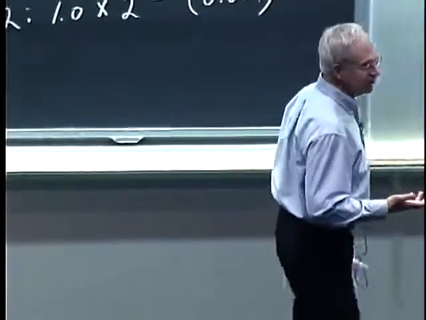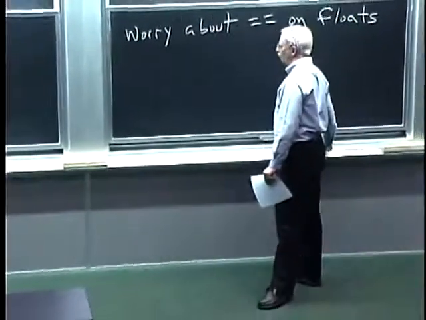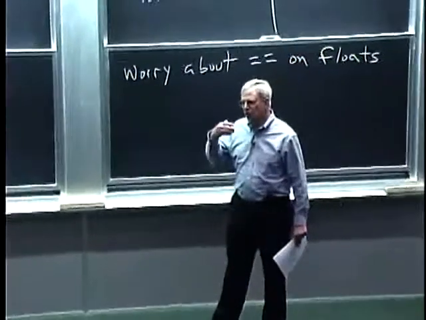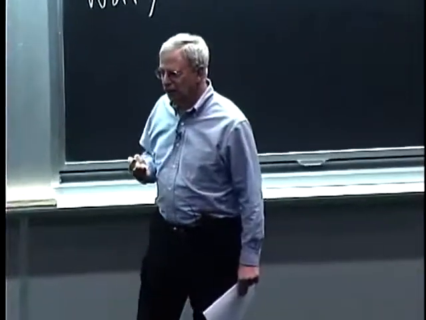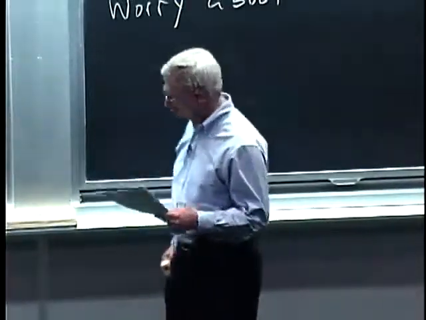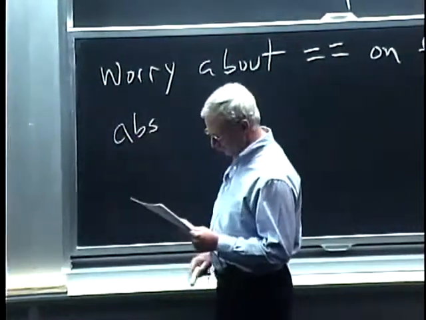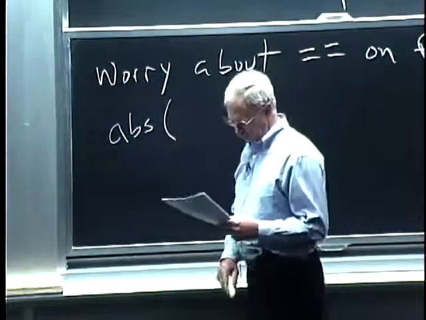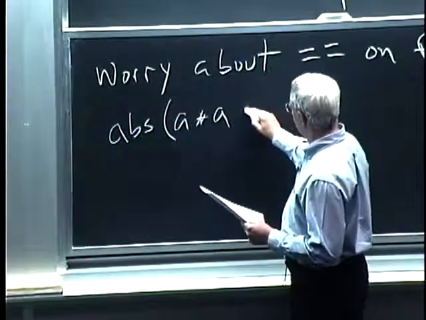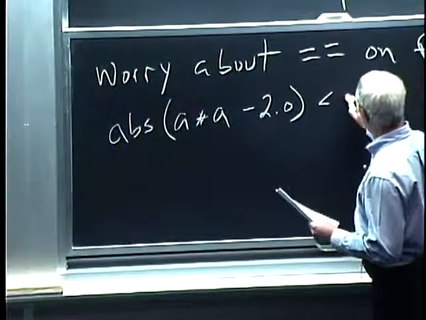What this tells us is that it's very risky to ever use the built-in double equals to compare floating points. And in fact, you should never be testing for equality. You should always be testing for close enough. So typically, what you want to do in your program is ask the following question: is the absolute value of a times a minus 2.0 less than epsilon?